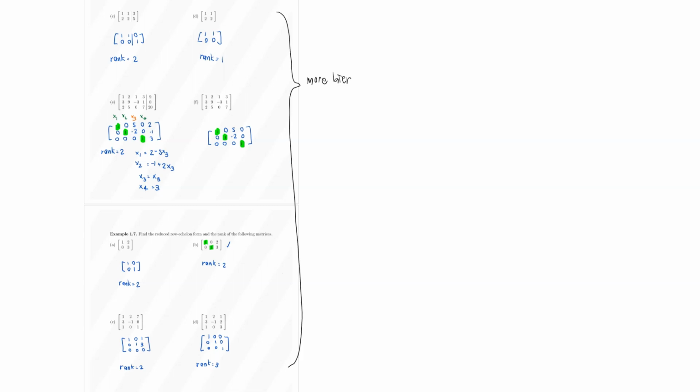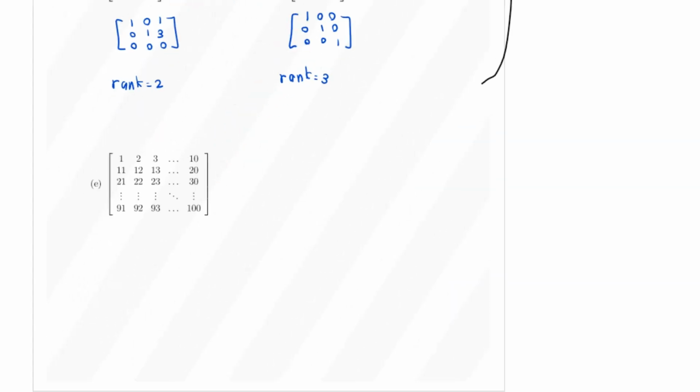Okay, and let's now do the last one. I'd like to find the reduced row echelon form and the rank of this big matrix. Technically I can type in all these numbers and ask Python to find the reduced row echelon form and the rank for me. But I could also write a program to generate this matrix for me. Notice this is a 10 by 10 matrix.